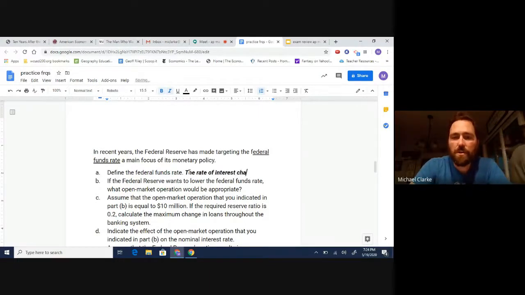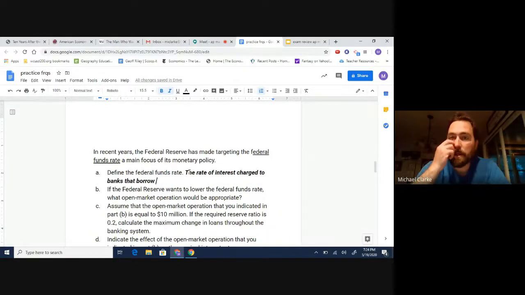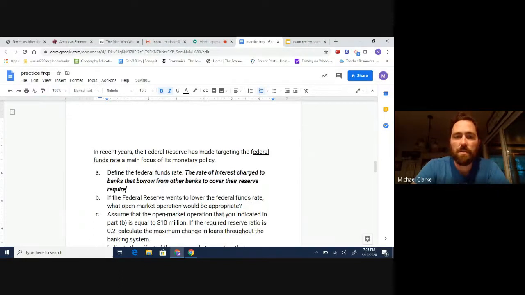The rate of interest charged to banks that borrow from, now you've got 2 options here, they either borrow from the Fed or they borrow from other banks. And if you wanted to include, you don't have to, but if you wanted to, banks that borrow from other banks to cover their reserve requirements or cover the shortfall in their reserve requirements, whatever you wanted to put. So federal funds rate, banks borrowing from other banks. Discount rate, banks borrowing from the Fed. Got to know that.